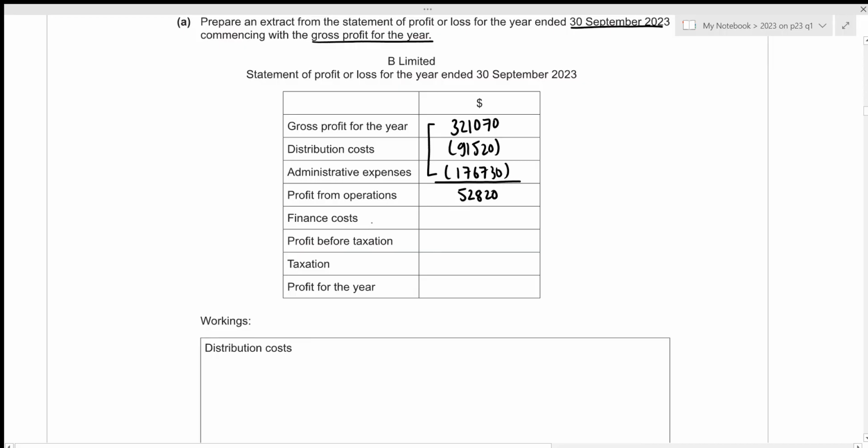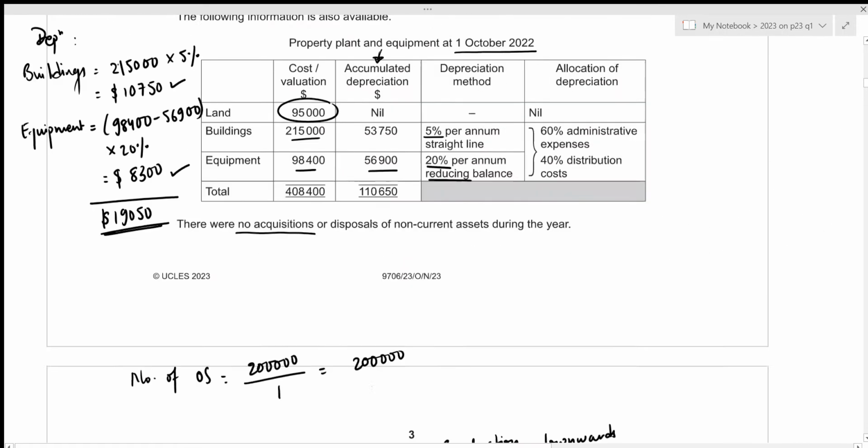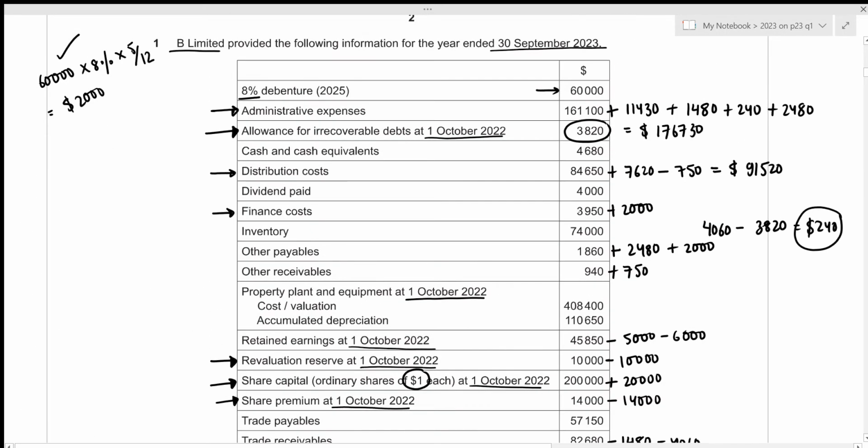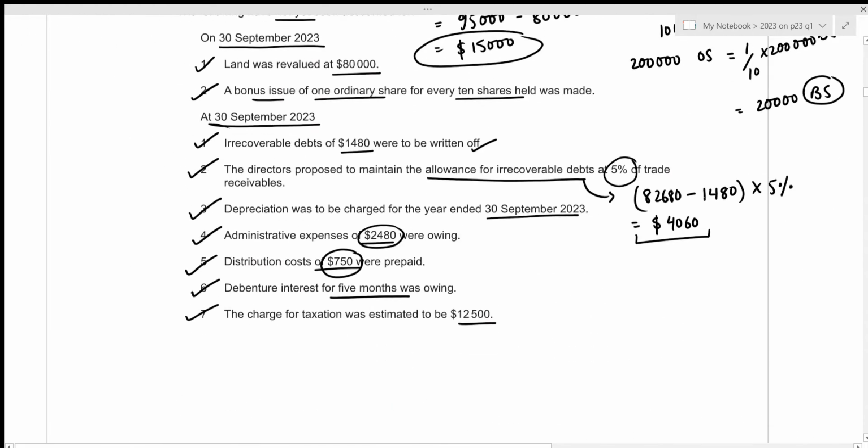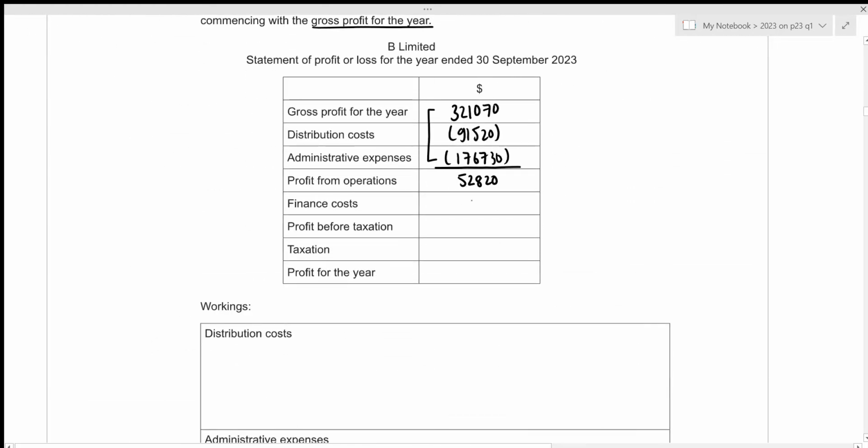Then we've also made the necessary adjustment to our finance cost. That was 3,950 plus 2,000, which results in 5,950. Let's write it down. So 5,950 should be subtracted. Now our profit before taxation is just the sum of these two amounts. So that's 52,820 minus 5,950, which results in 46,870.